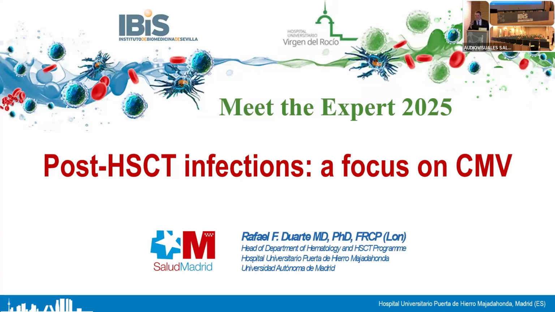Thanks, Rafa, for this nice talk. My question is, in general, from the time we started using letermovir in prophylaxis, we understood that we had to start prophylaxis when we knew that copies were undetectable in patients. So what would you do with patients that have a small amount of copies detectable before starting prophylaxis?